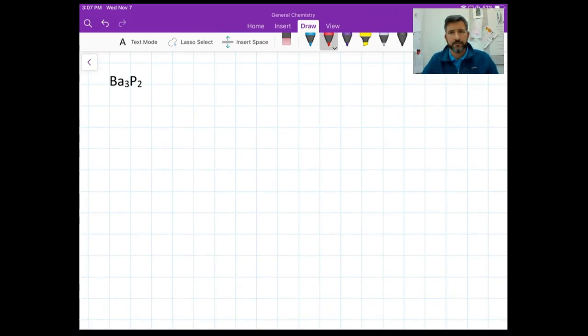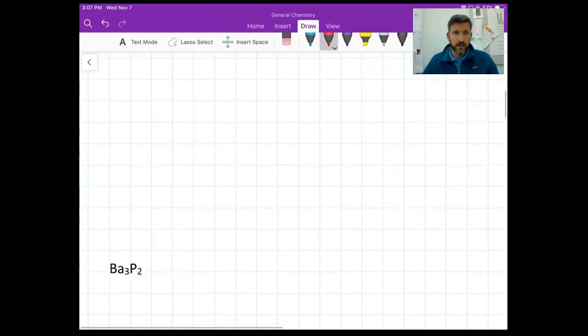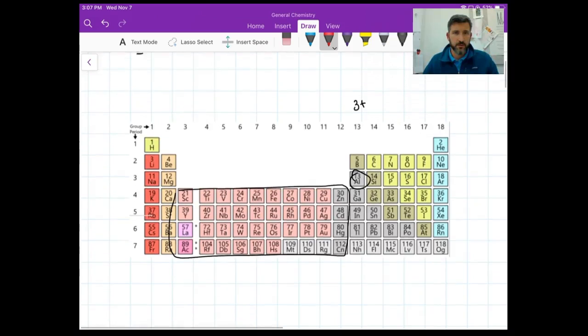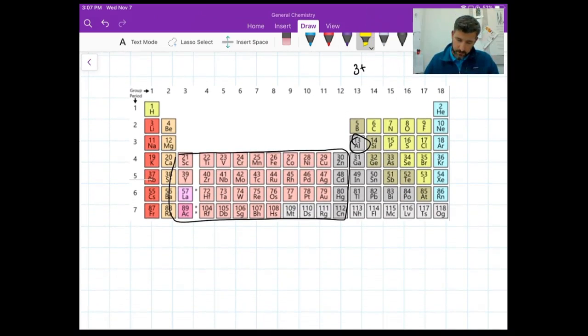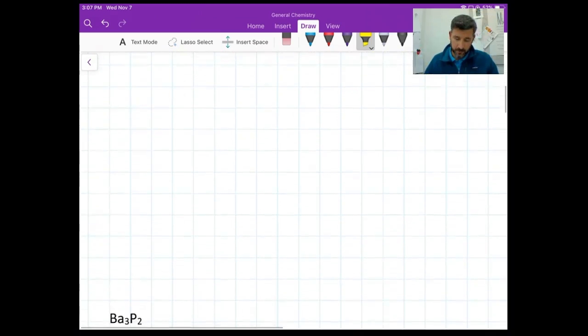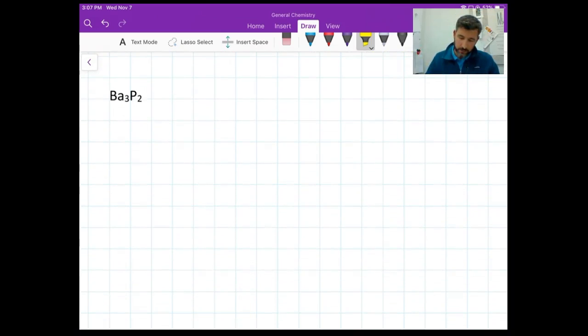Ba3P2, give it a shot. Okay, this one is actually very similar to the last one, to the aluminum example, aluminum bromide. Ba, barium, is also, it's right there in group 2, it's also not a part of the transition metals. So we don't include Roman numerals. So this one would simply be called barium phosphide.